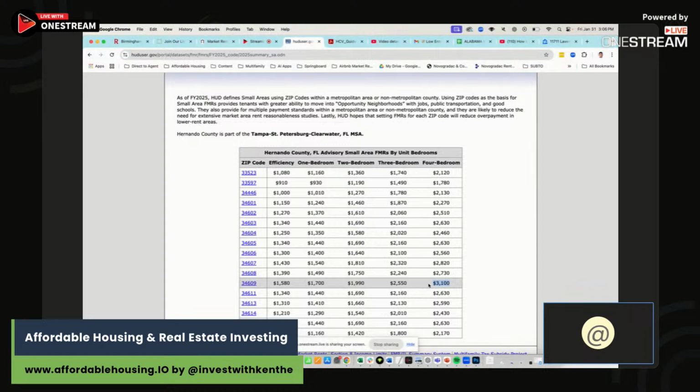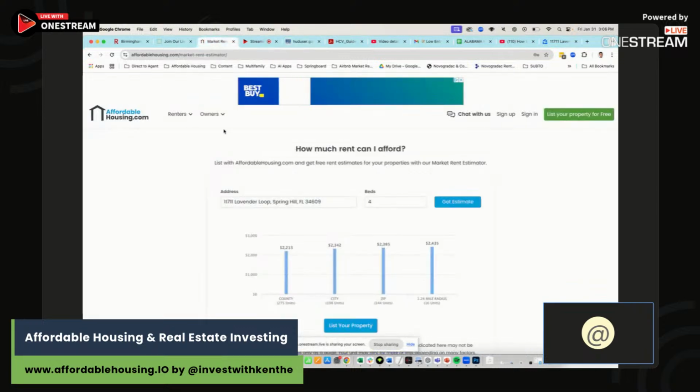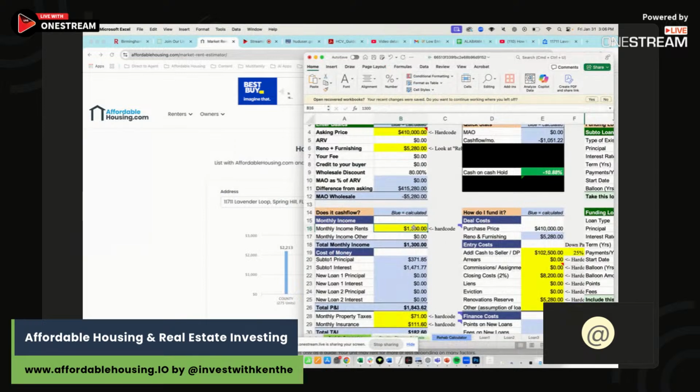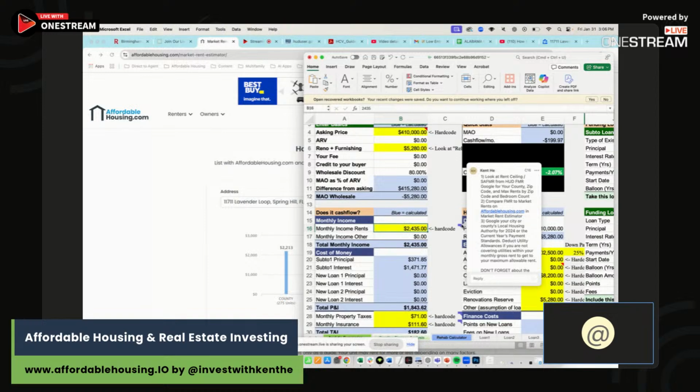Now that I know my rent ceiling is 3,100, keep in mind, if you don't cover utilities, you have to back out your utility allowances from this 3,100 number. That's why it's called a rent ceiling. Now, I'm going to compare that to the market rent at affordablehousing.com. I go to the owner section, market rent estimator, plug in the address and the bedroom count. I can see that the average rent for 16 units that are 4 bedrooms within a 1.24 mile radius is $2435. Because that is lower than the 3,100, I have to use the $2435 because that is the more reasonable rent.